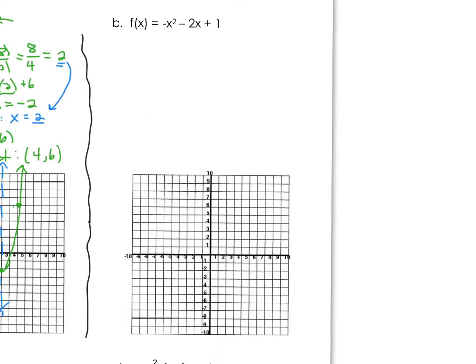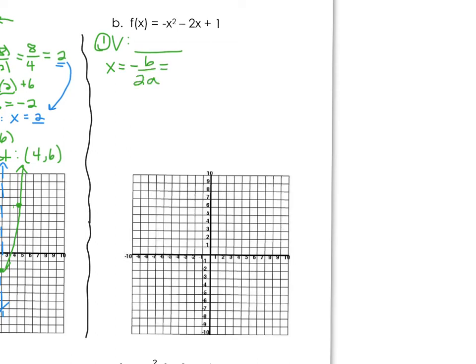Let's try to get one more in here. F of x equals negative x squared minus 2x plus 1. We know this is going to be a transformation, so the first thing we're going to do is calculate the vertex. With the negatives and the x squared and the 2, we need to make sure we're super careful on this one. We'll start with the x-coordinate. X equals negative b over 2a.